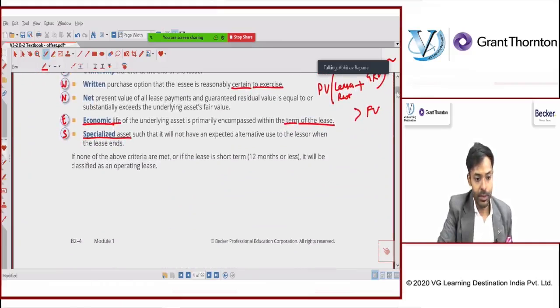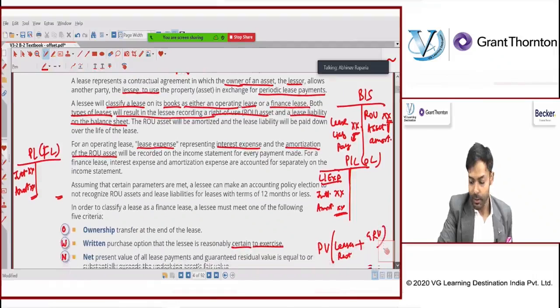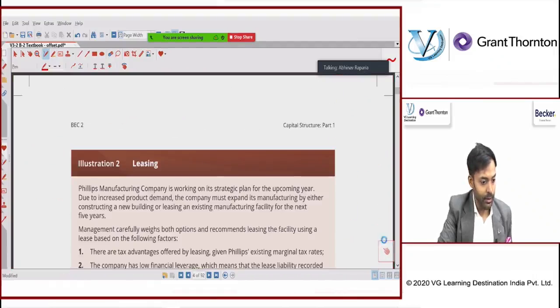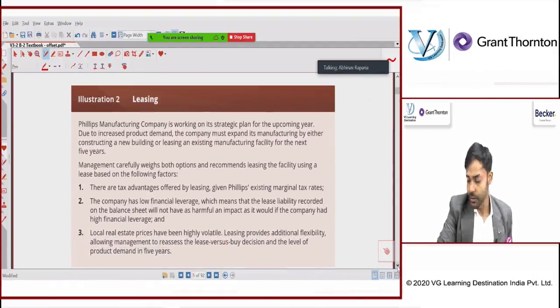So yes, that covers our various instruments for debt. There is a small example for the lease. Let's just see that, and then we'll go quickly to the revision.